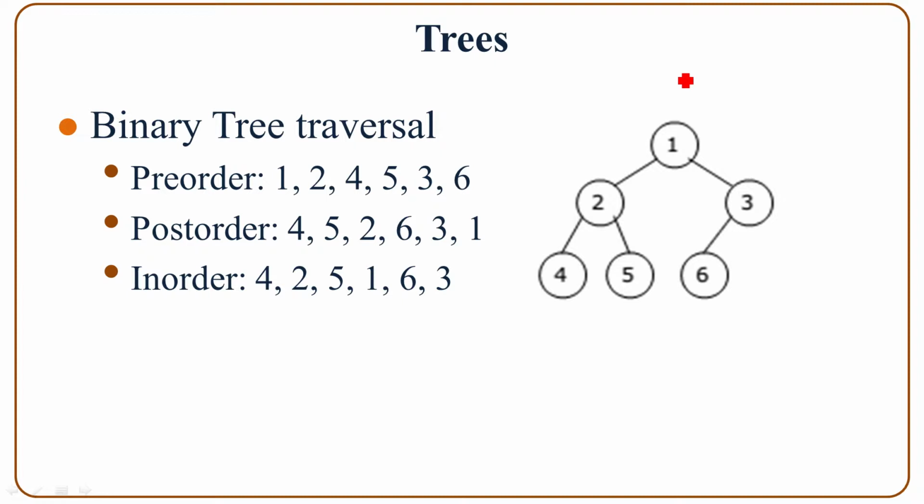So let's recall that in Inorder Traversal, we visit the left subtree, the root, and then the right subtree. So first, let's start checking out the root, which is node 1. We visit the left subtree first.